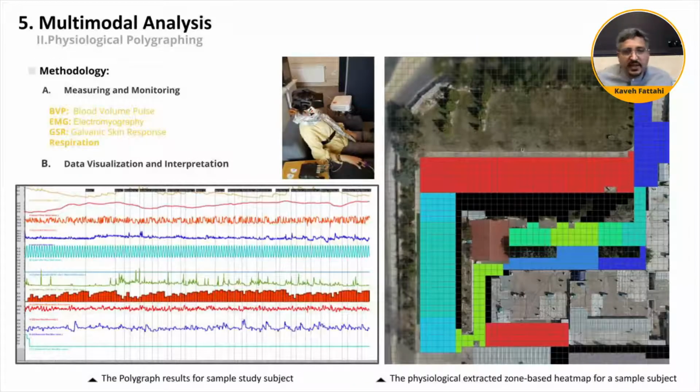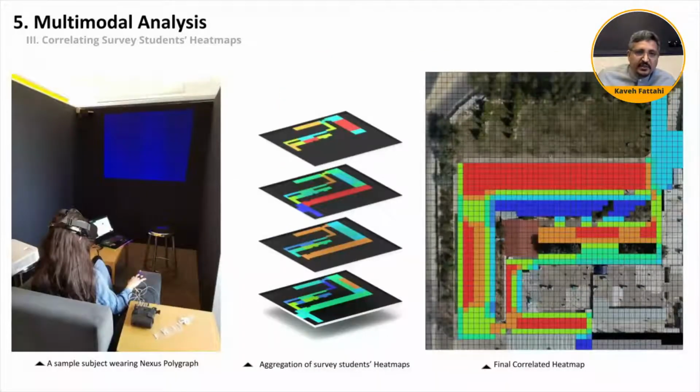The same procedure has been applied for physiological polygraphing. However, this time the 4 parameters of BVP, EMG, GSR, and respiration have been monitored and measured. Using Python programming, all students' aggregated heat maps were correlated to extract an overall students' emotional perceptual heat map too. The same as previous layers, using Python programming, all students' aggregated heat maps were correlated to extract an overall students' emotional perceptual zone-based heat map, which was normalized and also interpolated to extract a cell-based heat map.